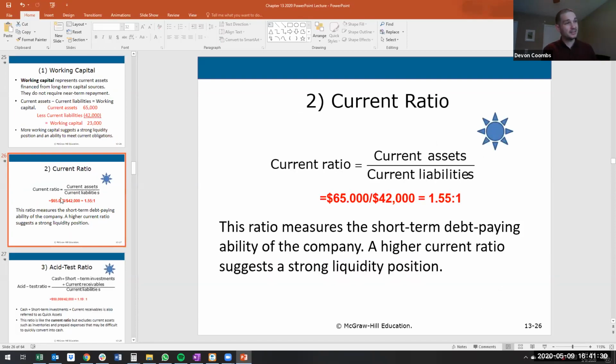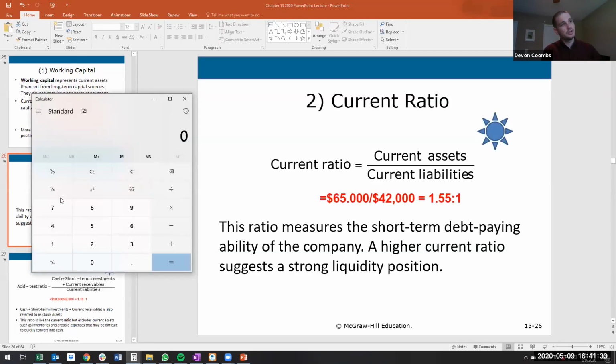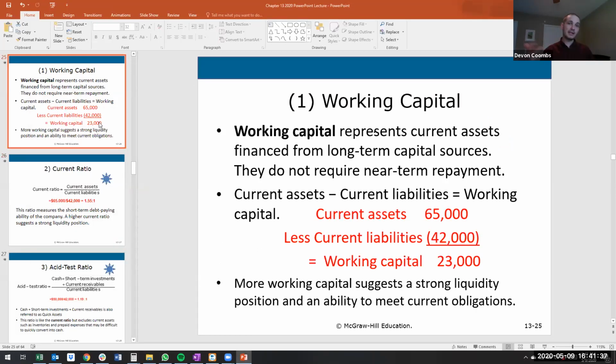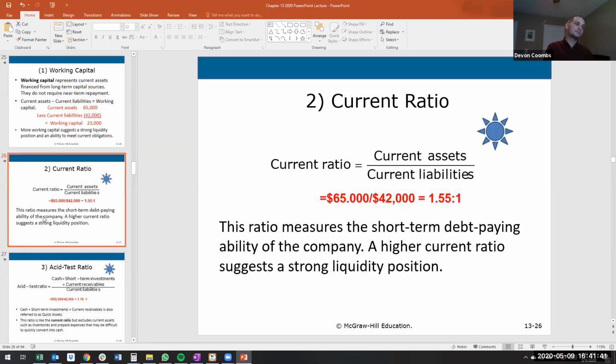The way that we compare this to other companies is through the current ratio. And so this working capital is just to determine the dollars of working capital, the money we have to play with in the year, in excess of what we expect to owe.